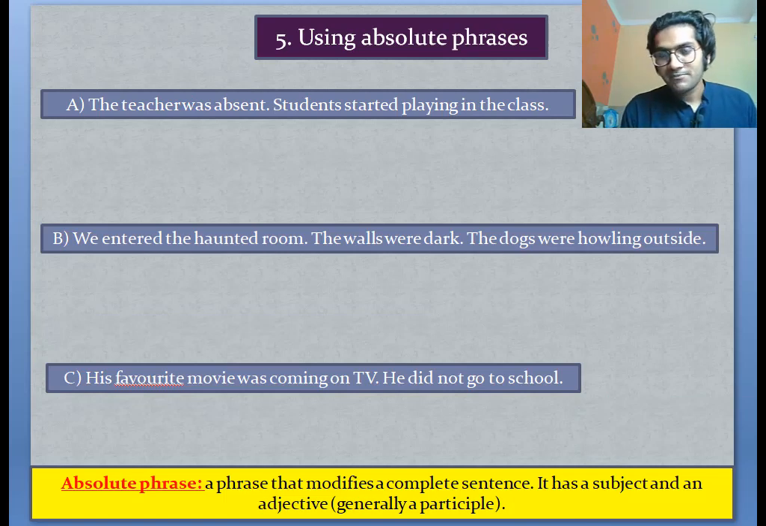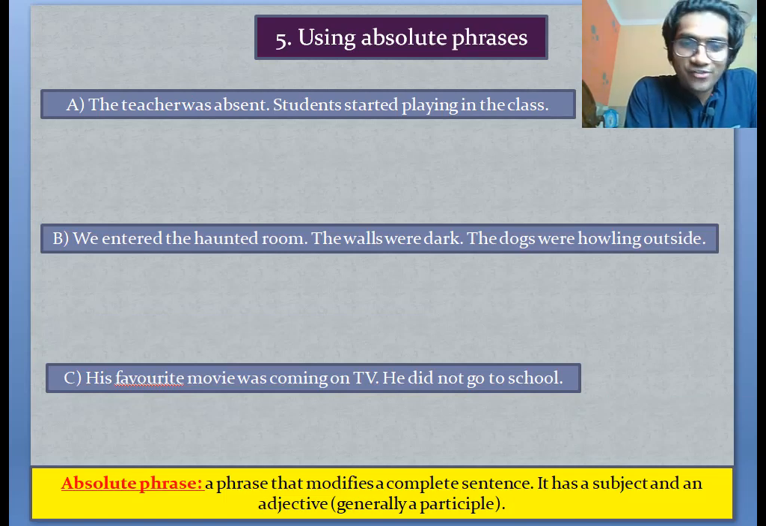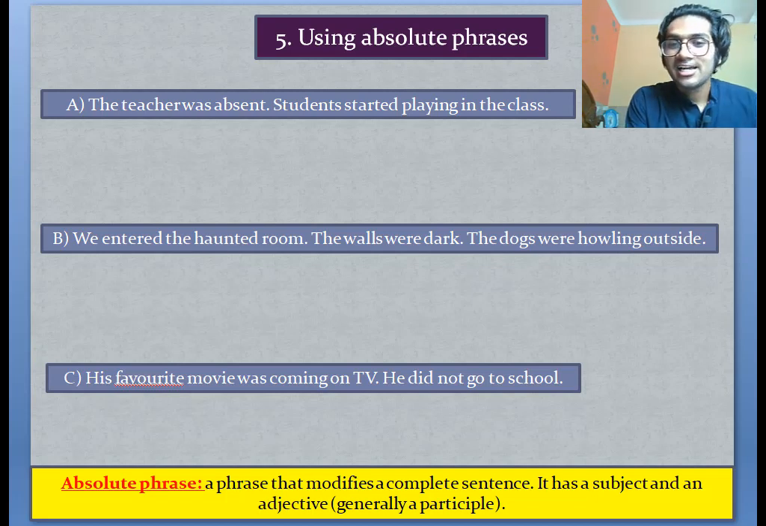Next way, using absolute phrases. What are absolute phrases? These are amazing. I love them. Absolute phrases, guys, are phrases that modify a complete sentence, that actually give you beautiful scenery, give you details about the sentence. And the reason why they're called phrases is because they don't have a finite verb in them.